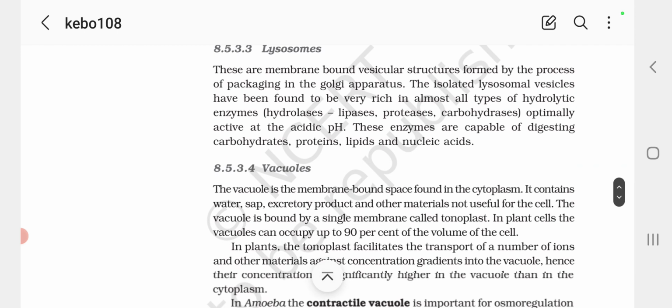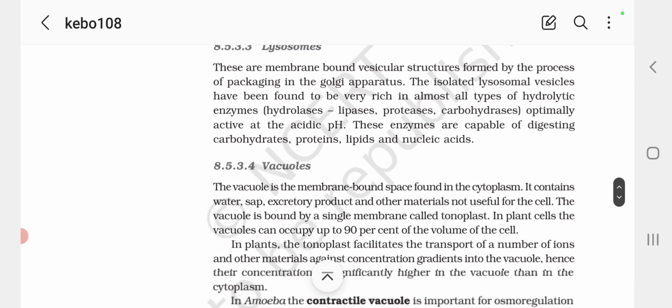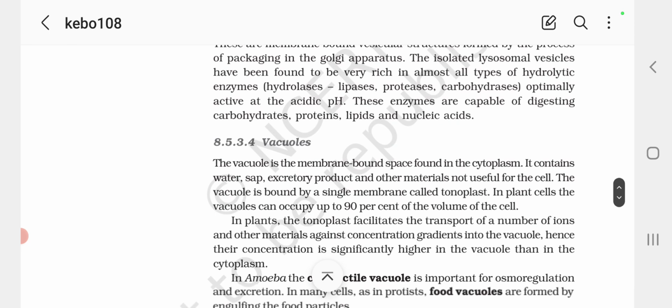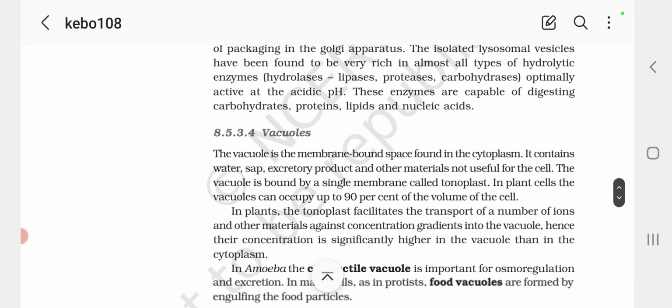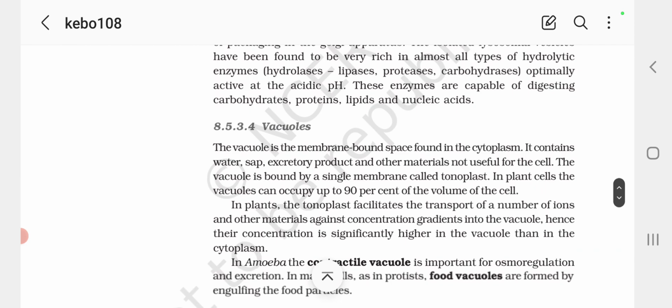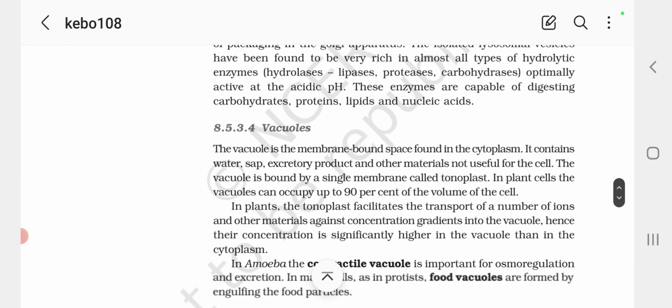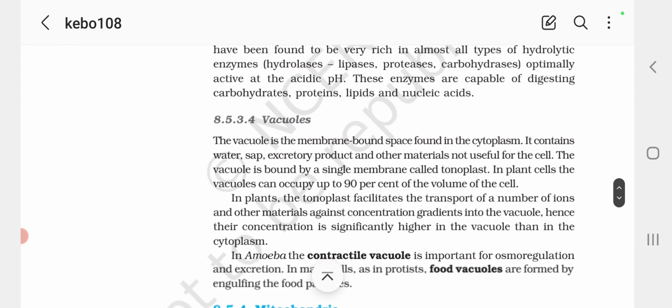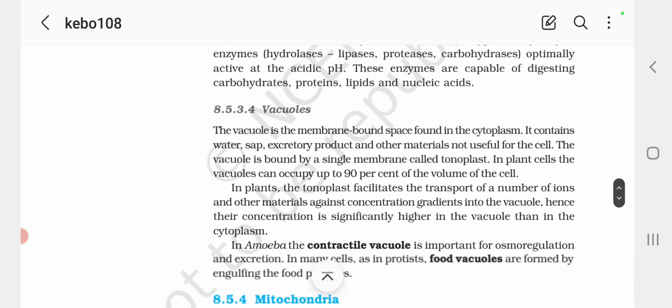8.5.3.3 Lysosomes. These are membrane-bound vesicular structures formed by the process of packaging in the Golgi apparatus. The isolated lysosomal vesicles have been found to be very rich in almost all types of hydrolytic enzymes, that is, hydrolases like lipases, proteases, carbohydrases, optimally active at acidic pH. These enzymes are capable of digesting carbohydrates, proteins, lipids, and nucleic acids.